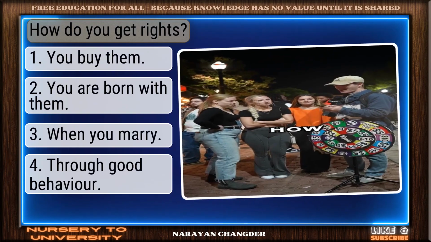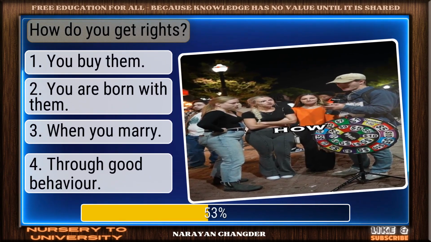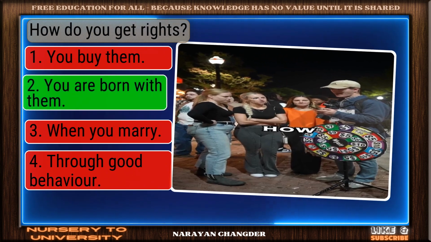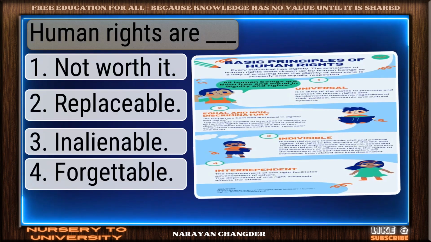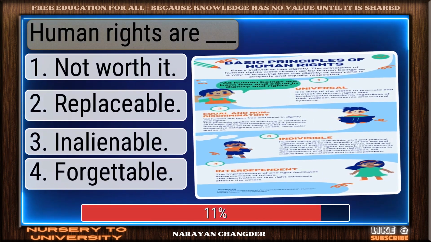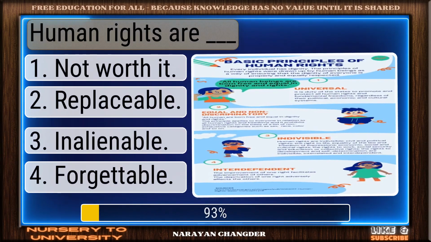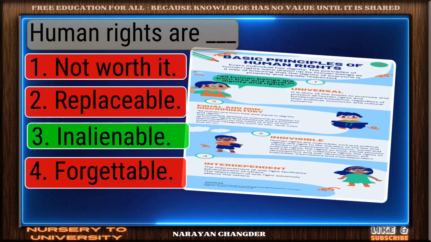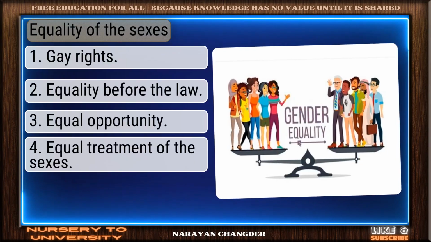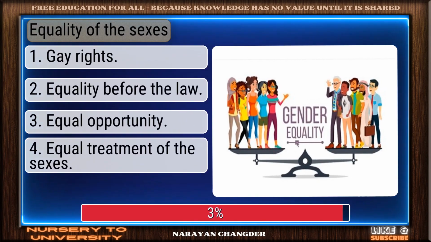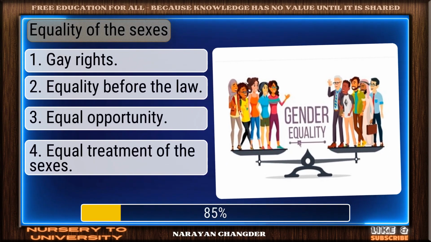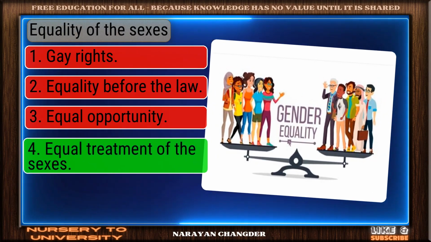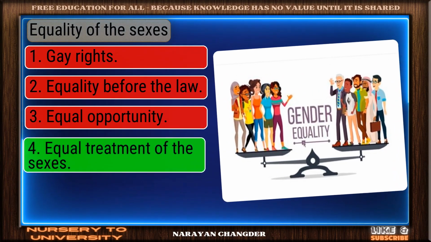How do you get rights? You're right. You are born with them is the correct answer. Human rights are dash. Nice selection. Inalienable is the correct and valid answer. Equality of the sexes. Exactly. Equal treatment of the sexes makes sense and it is the right choice.